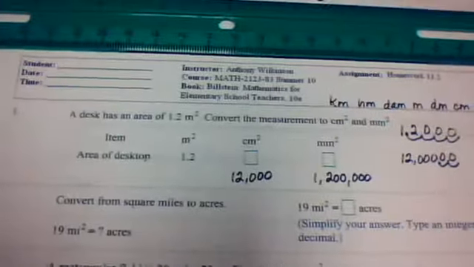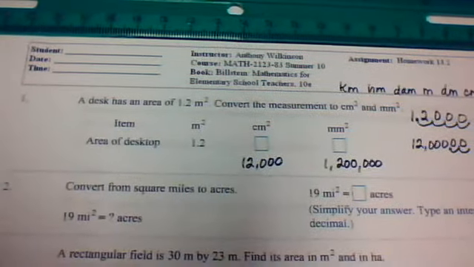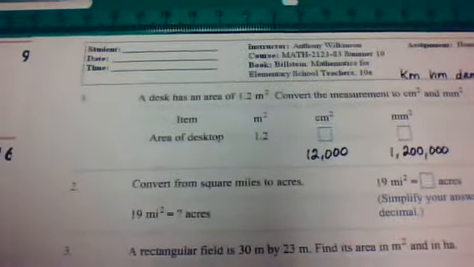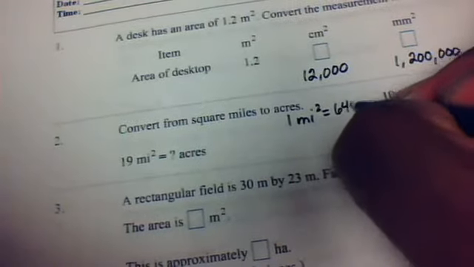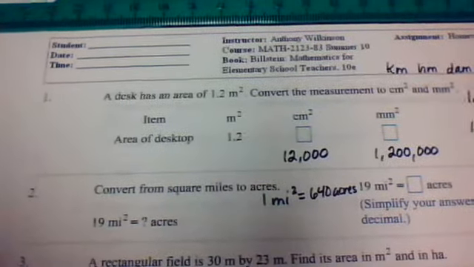All right, number 2 is to convert from square miles to acres. Now we have 19 square miles, and we want to convert that to acres. Now we're told that one square mile is equivalent to 640 acres. That's what we're told. That's what's given to us in table 13-6.